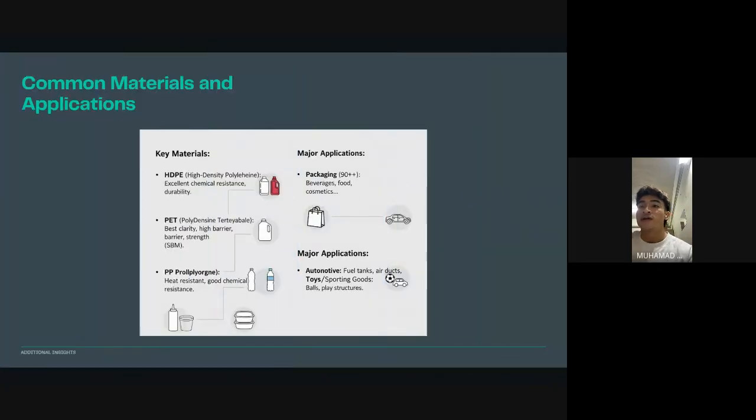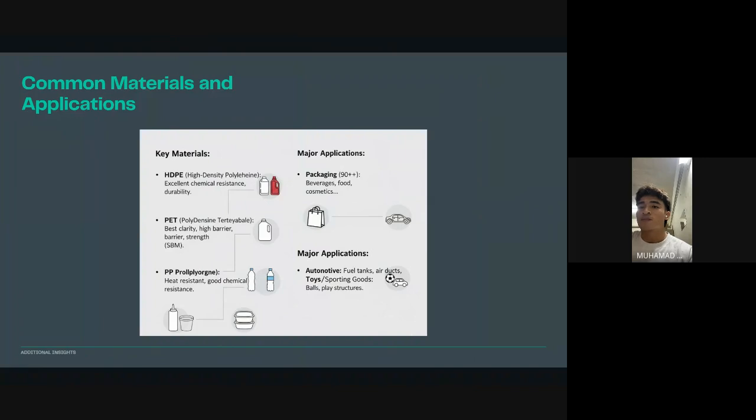Blow molding is versatile, but the choice of plastic is critical. HDPE, or high density polyethylene, is cheap and chemically resistant, and it is usually used for milk jugs and cleaning supplies. PET, or polyethylene terephthalate, is known for its clarity and superior barrier properties, making it the standard for carbonated drinks due to the strength gained from stretch blowing.